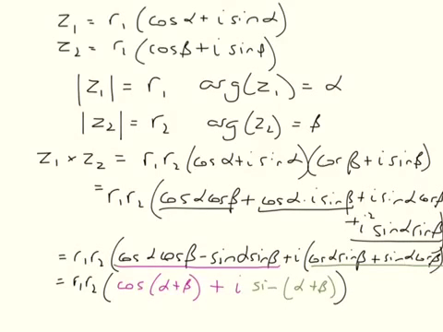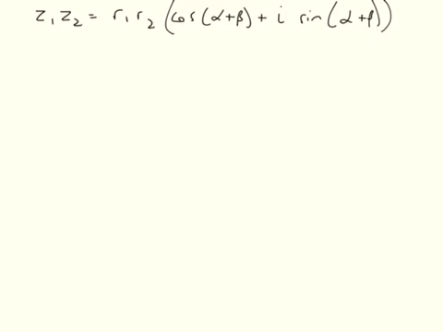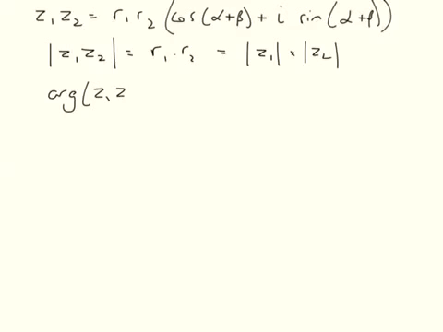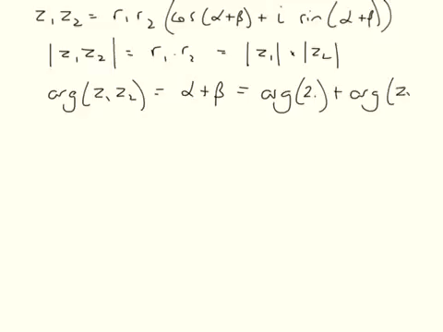So having a look at the modulus, the mod of Z1 times Z2 is going to be R1 times R2, and the argument is alpha plus beta. So just writing that out, the mod of Z1 Z2 is R1 times R2, which in effect is the mod of Z1 times the mod of Z2. Having a look at the argument of Z1 times Z2, it equals alpha plus beta, which is in fact the argument of Z1 added to the argument of Z2.